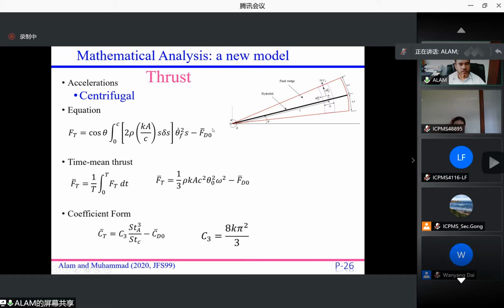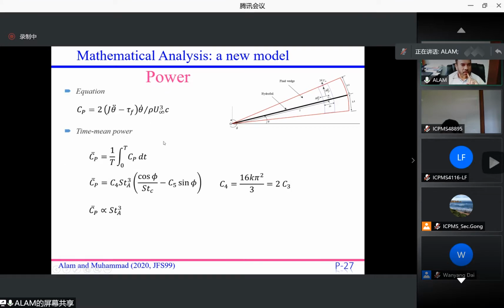Fd0 is the drag force when the foil is not moving, so the thrust must overcome this one. Then there will be positive thrust. The time mean thrust is obtained this way, and in coefficient form, we finally found that CT is a function of STA cubed. That means it varies with the power of three, cubically varying with STA.